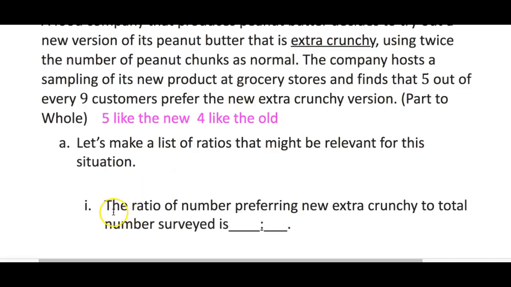So now, go back to our A. The ratio of number preferring new extra crunchy to total number surveyed is, if they like the new one, that would be 5 to 4. That's our original one, 5 out of every 9. Sorry, 5 to 9, because they didn't want to know the ratio of new to old. They want to know the ratio of new to total number. So it would be 5 to 9. Okay, we can do that. 5, and here's our colon, to 9.